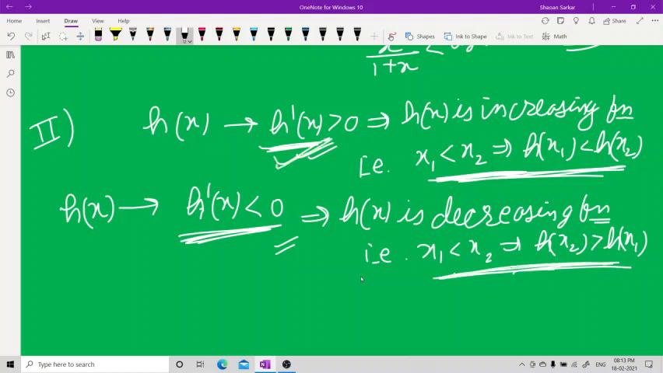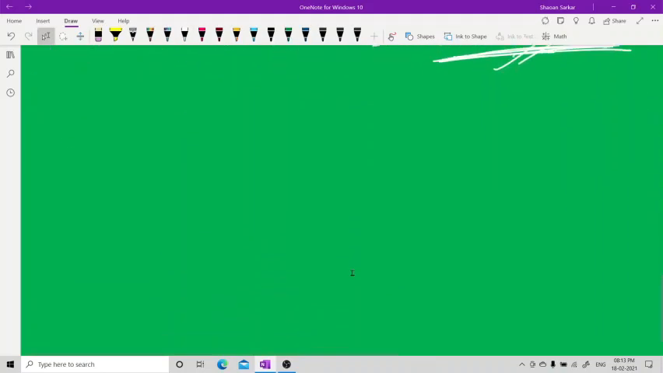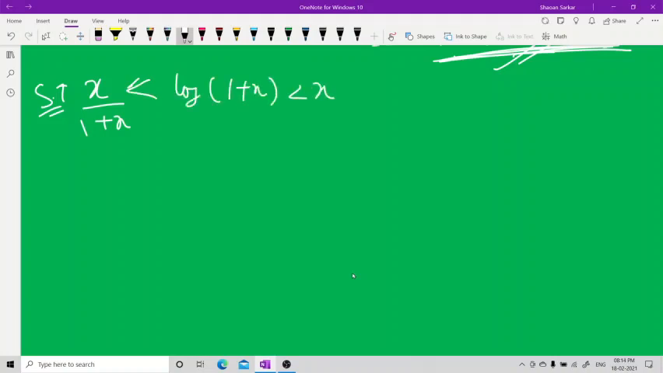One way to see increasing is this. The other way, to show decreasing, is this or this. So I'll use both of them here. I'll use this concept. The question given was: show that x upon 1 plus x is less than log 1 plus x, which is less than x. I have to prove this. Now I'm doing it with the second method.